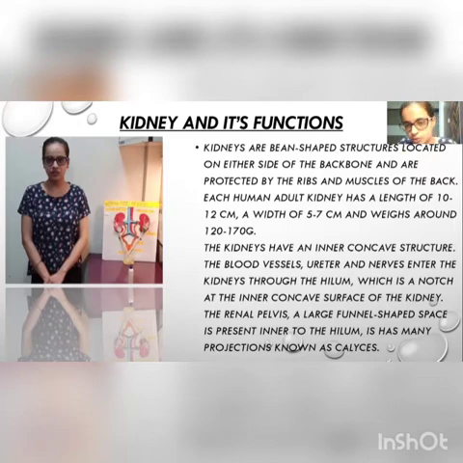Each human adult kidney has a length of 10 to 12 centimeters, a width of 5 to 7 centimeters, and weighs around 120 to 170 grams. This is the human adult kidney dimensions. Length is about 10 to 12 centimeters. Kindly note this down. Then width is 5 to 7, and the weight is around 120 to 170 grams.